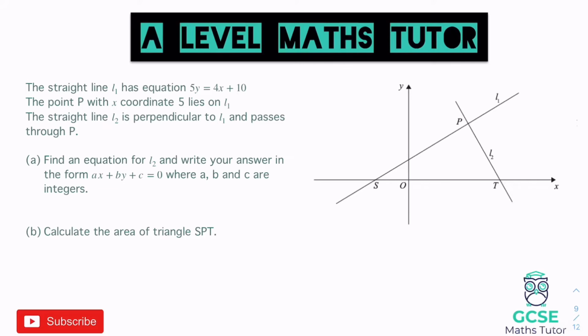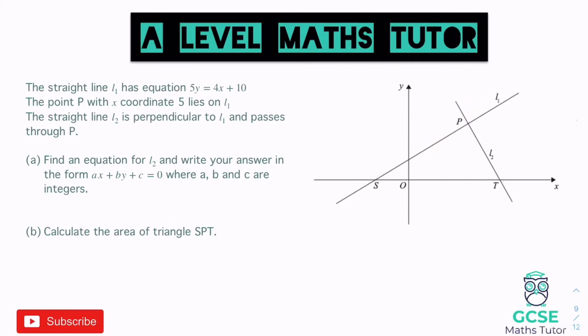So it says in the question here, look, the line L1 has equation 5y equals 4x plus 10, and it says the point P with x coordinate 5 lies on L1, and the straight line L2 is perpendicular to L1 and passes through P. There we go, so we're told there it's perpendicular. Obviously we can never make any assumptions that it's perpendicular, but generally speaking these questions are always going to mention that they are perpendicular if they look so, but always do make sure that you read the words and make sure.